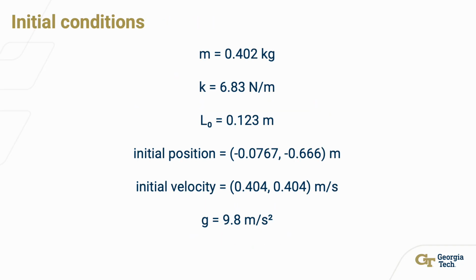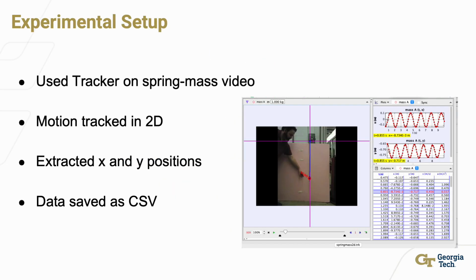The initial conditions are as follows, with the mass, spring constant, as well as the initial length being preset. The initial position for our case is this. There is a velocity of 0.404. Obviously, g is 9.8.